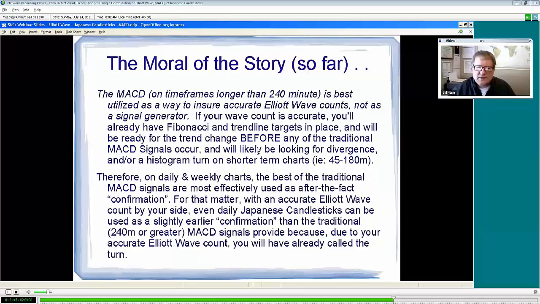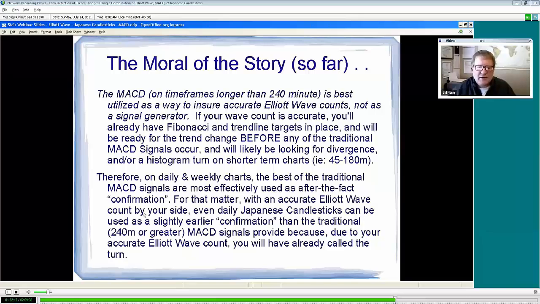So that's likely going to give you the earliest high confidence idea that you've got a price turn coming that's going to be of substantial enough nature to try to grab a few pips on. Therefore, in a daily and weekly chart, the best of the traditional MACD signals are most effectively used as confirmation.